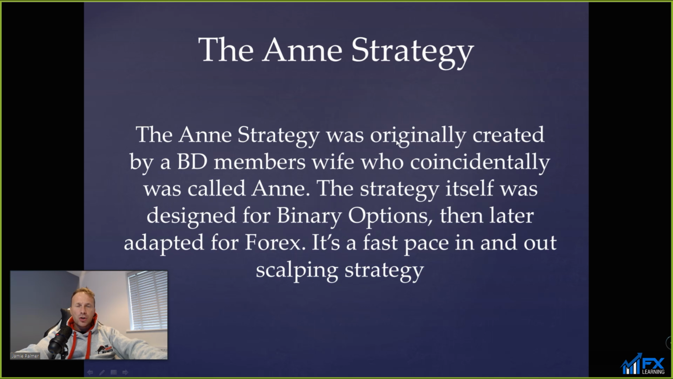So the AND strategy was originally created by a BD member's wife, who, believe it or not, was called Anne. Now the actual member himself was called Michael Austin. He created the Mogwire strategy and his wife created the AND strategy. While Michael was, he's a plumber. No, I think he's a gas engineer actually. While he was out at work, his wife was at home trading the binary destroyer, and she adjusted a couple of the settings. She changed the parameters of the arrows, and she ended up coming up with this strategy, and we named it after her, the AND strategy.